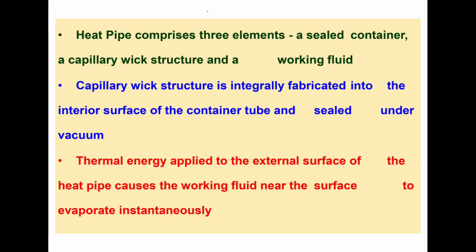The heat pipe comprises three elements: a sealed container, a capillary wick structure, and a working fluid. The capillary wick structure is integrally fabricated into the interior surface of the container tube and sealed under vacuum. Thermal energy applied to the external surface of the heat pipe causes the working fluid near the surface to evaporate instantaneously.